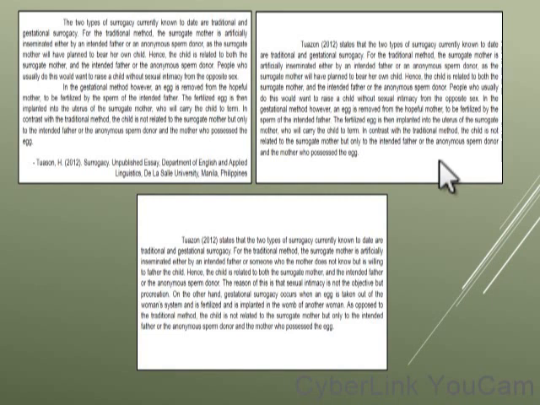Hence, the child is related to both the surrogate mother and the intended father or the anonymous sperm donor. The reason of this is that sexual intimacy is not the objective but procreation. On the other hand, gestational surrogacy occurs when an egg is taken out of the woman's system and is fertilized and is implanted to the womb of another woman. As opposed to the traditional method, the child is not related to the surrogate mother, but only to the intended father or the anonymous sperm donor and the mother who possessed the egg.